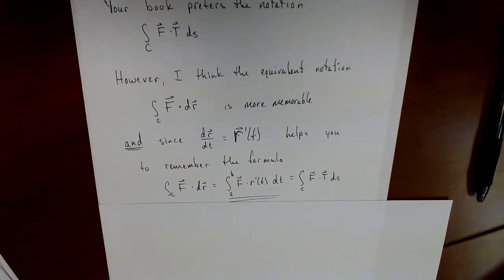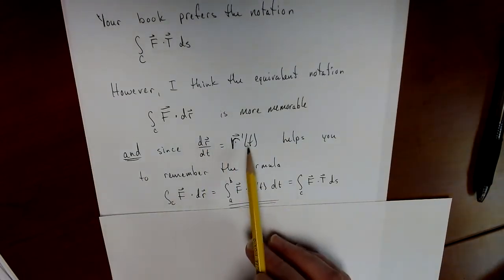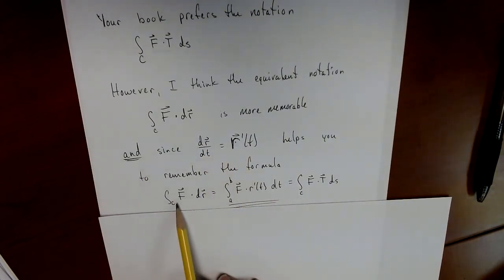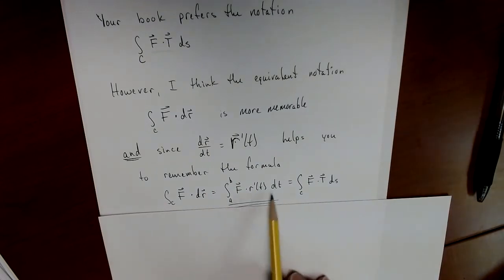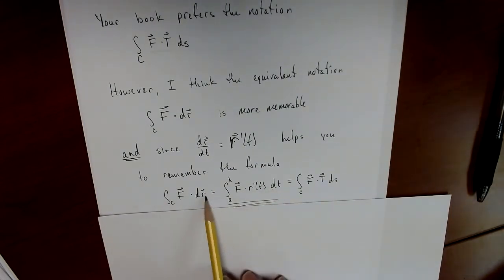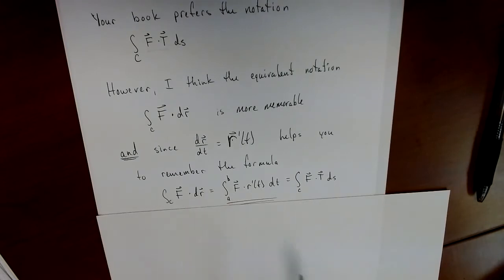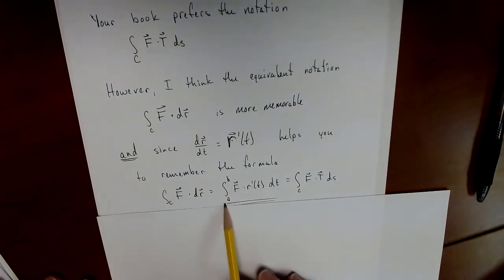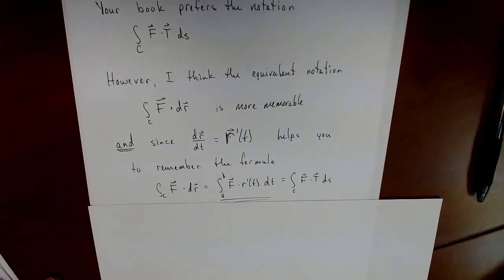And so all I have to do is replace dr with r prime of t dt in this formula. And then since I'm integrating with respect to t instead of r now, I switch my limits from a to b. And so that's the same Calc 1 integral that we said our line integral of a vector field was. And so they are equivalent.